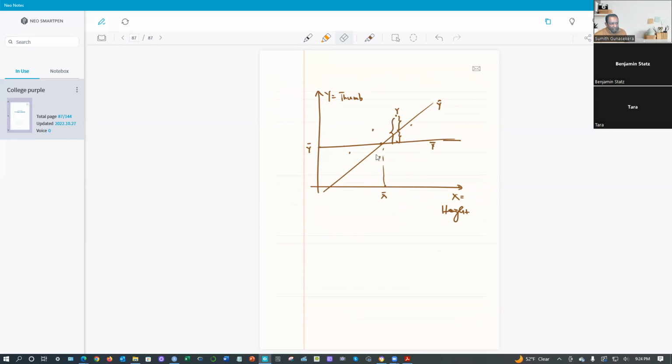This point, this point, this point, and this point. All the points you have to do the error. Error means I'm talking about the thumb length for a given height. When you do that one and sum them up, that creates a very huge problem. Zero. They add to zero. That's why you're going to square them.